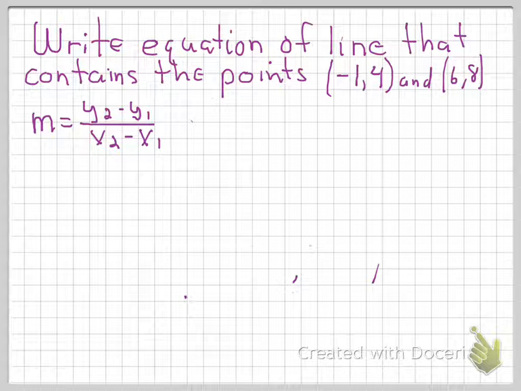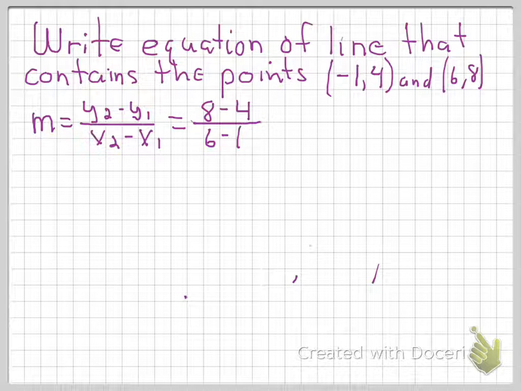The slope of a line is given by y2 minus y1 over x2 minus x1, where the 2 points are x1, y1 and x2, y2. So in our example, we're going to take the y-coordinates, 8 minus 4, subtract those, and divide it by the x-coordinates subtracted, 6 minus a -1. So we get a slope of 4/7.